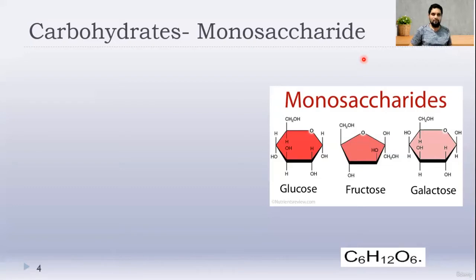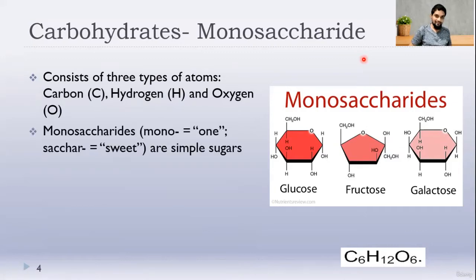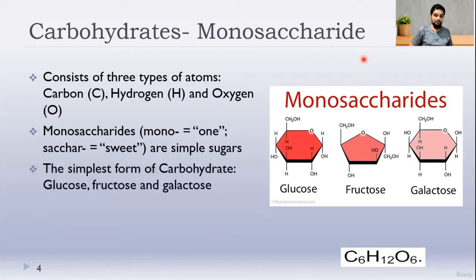The simplest form of our carbohydrates, we call that monosaccharide. Generally, the chemical structure of carbohydrates is made up of carbon, hydrogen, and oxygen. Monosaccharide means single unit, a single unit of sugar, and we refer to them as simple sugars. Mono means one, and saccharide, the root word, means sweet. So the simplest form of sugar, or the single unit of the sugar, is glucose.